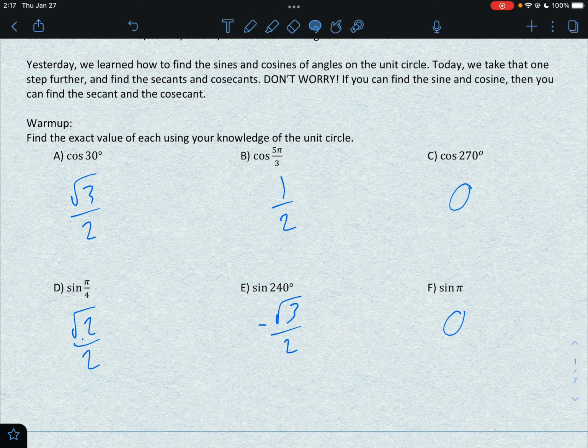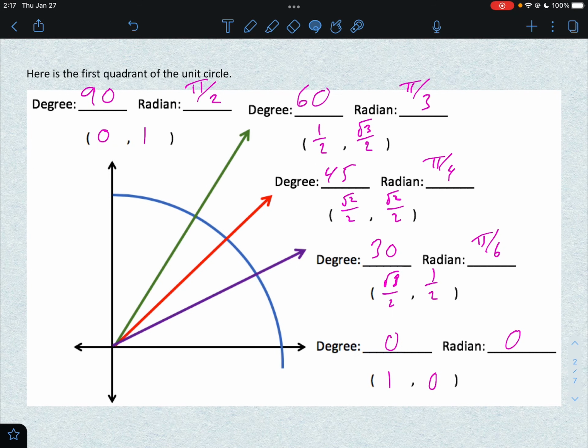Now let's take a look at our new material today. Here's the first quadrant of the unit circle again. Again, you should have this memorized by now. If not, you can keep referencing it for today, but we'll need to know it in our heads very soon.